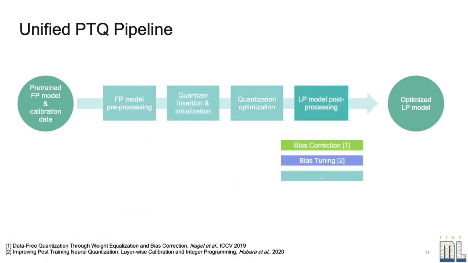For post-processing, there are bias correction and bias tuning that optimize the bias of the model to minimize local loss or end-to-end loss. Now, with all options for different steps, we do ablations to show their performance differences.